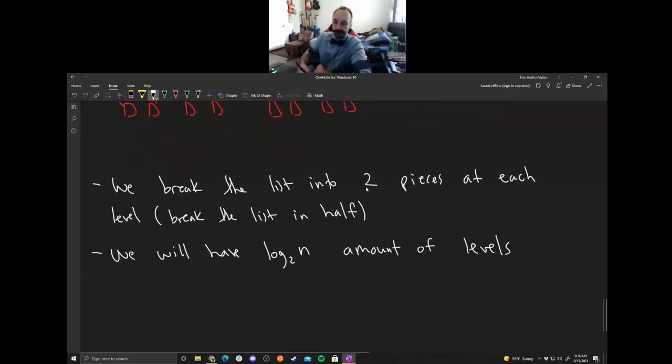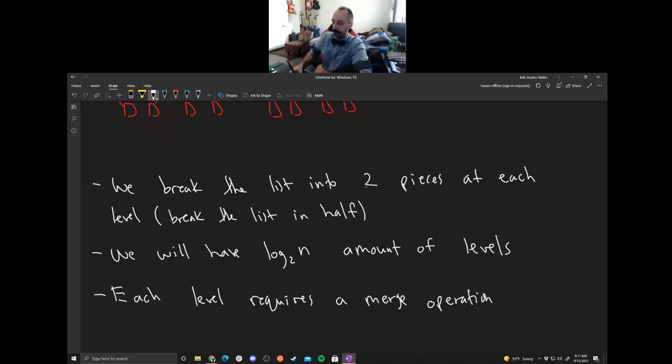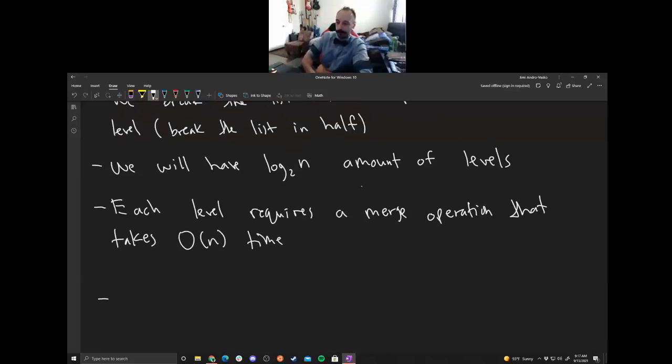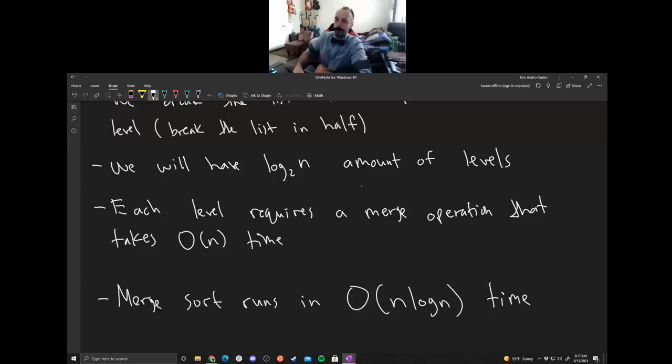And each level requires a merge operation that takes O of n time. So O of n times log 2 of n. So thus, merge sort runs in O of n log n time.